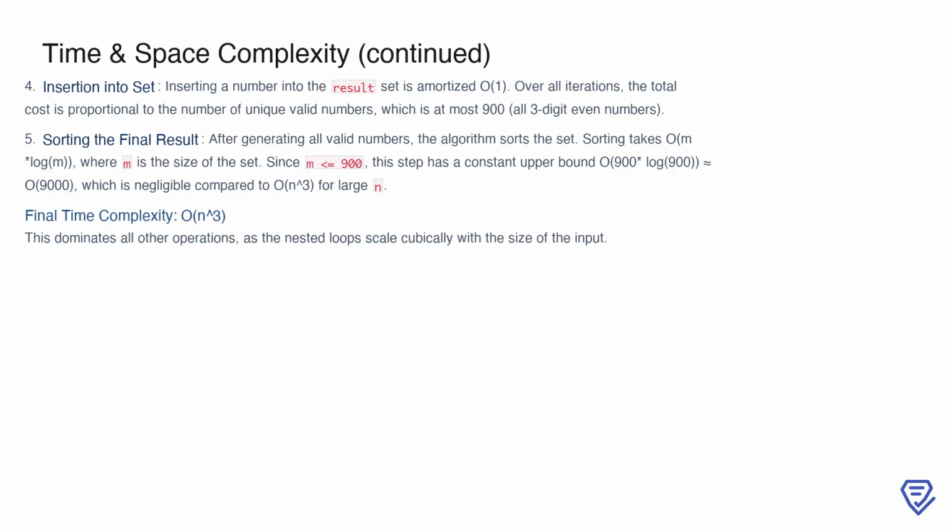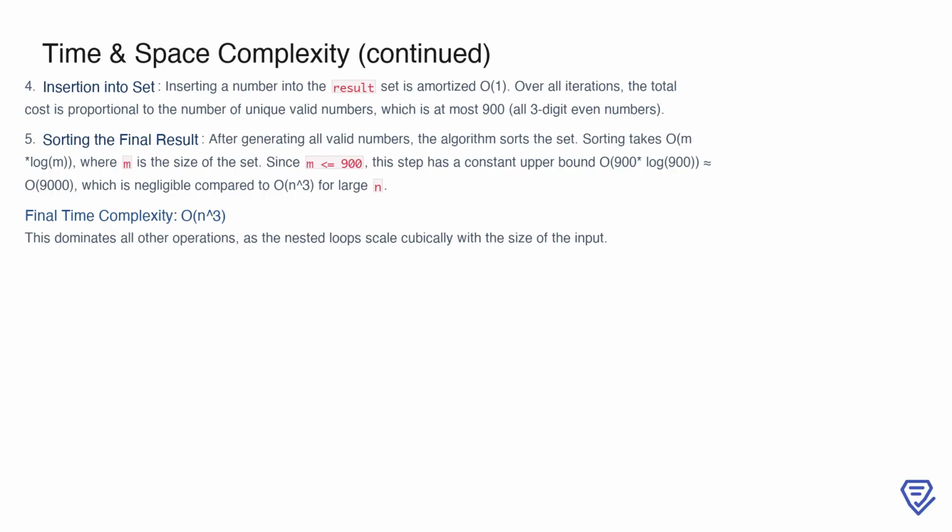After generating potential numbers, the algorithm inserts valid 3-digit even numbers into a set. The insertion operation in a set is amortized constant time, or O(1). Since the total number of unique valid 3-digit even numbers is limited to 900, the cumulative cost of all insertions is proportional to this maximum, making it a negligible component compared to the cubic growth of the loops.